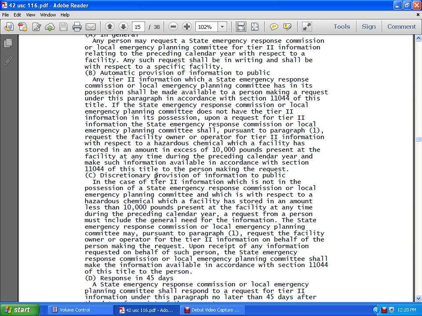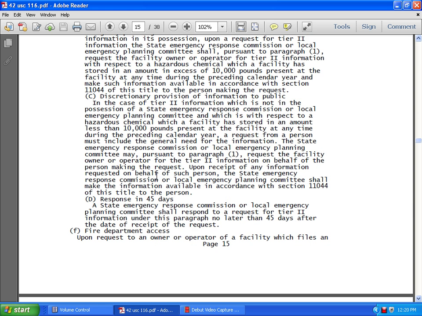D, response within 45 days. A State Emergency Response Commission or local emergency planning committee shall respond to a request for Tier 2 information under this paragraph no later than 45 days after the date of receipt of the request.